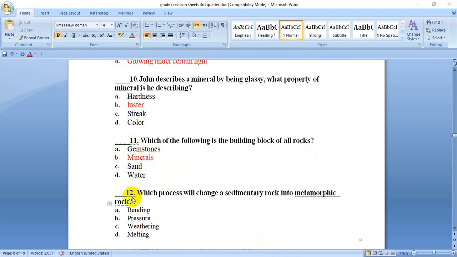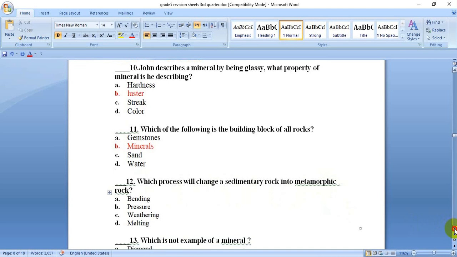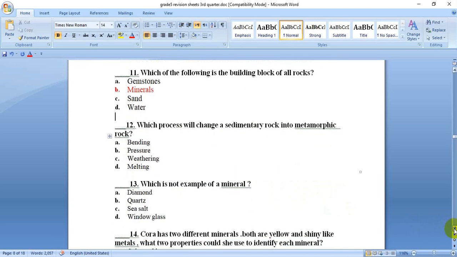Question 12. Which process will change a sedimentary rock into a metamorphic rock? To answer this question, you have to ask yourself, how does metamorphic rock form? A metamorphic rock forms by heating and pressure. So which one will we choose here? Bending, pressure, weathering, melting. The answer will be letter B, pressure. Pressure and heat as well.